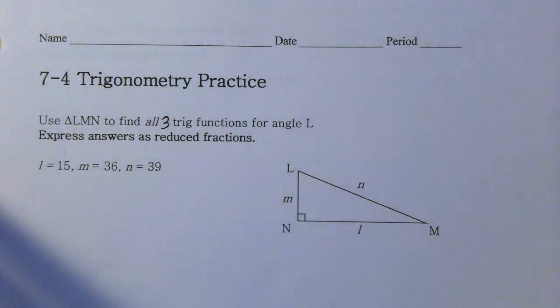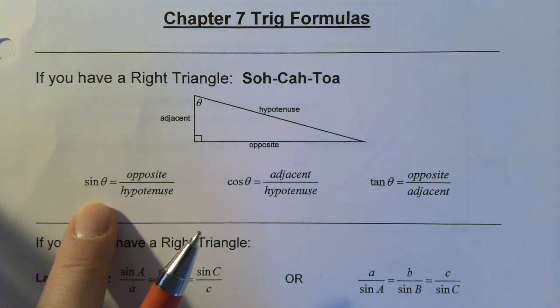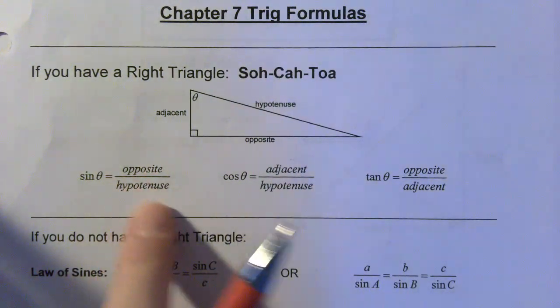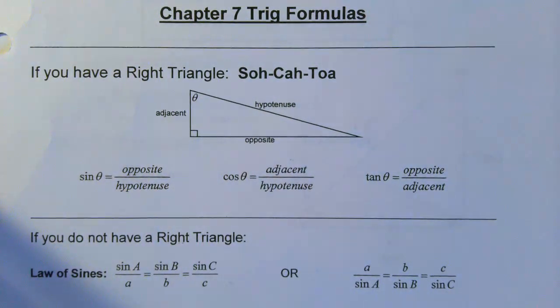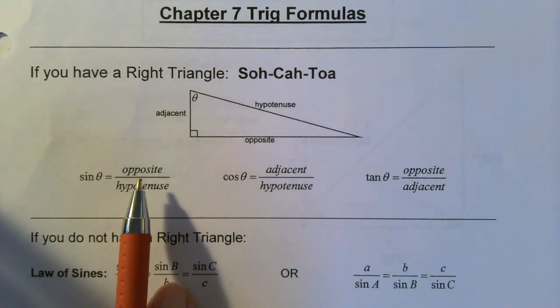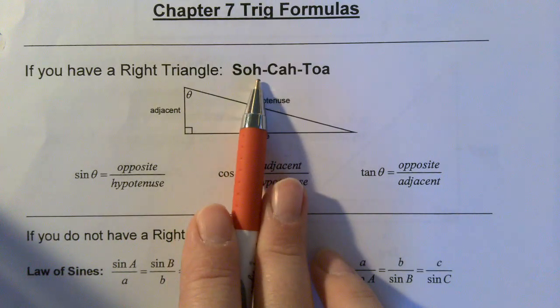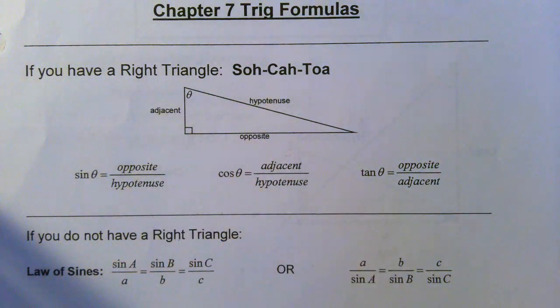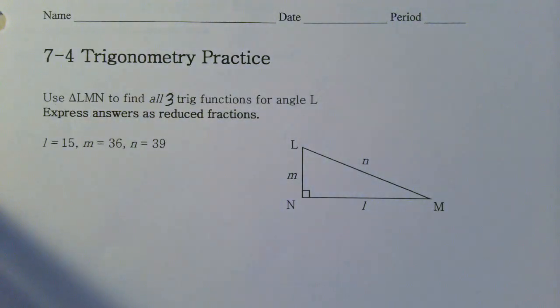So what am I talking about, all three trig functions? We are looking at our sine, cosine, and tangent. And then I want you guys to remember that you need to use your little acronym, SOH CAH TOA, or your little sheet that's going to help you with these sides. So all we're going to do is fill this in.